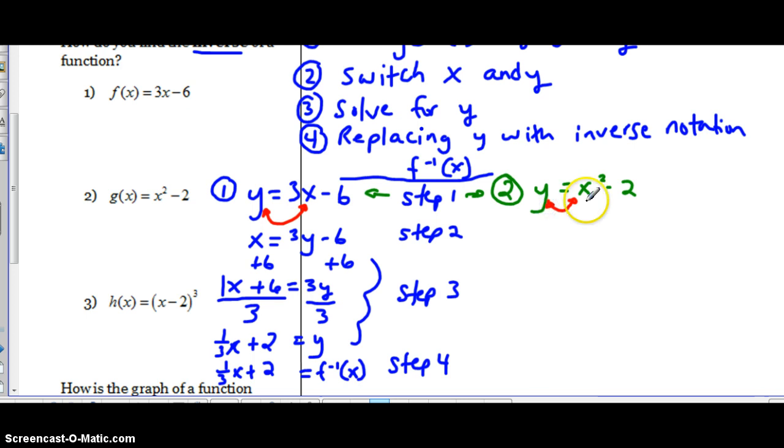And again, only the x and y move. So that exponent has to stay here. It has to wait for the y to come back. Everything else stays in the same place. So just the x takes y's spot and y takes x's spot.